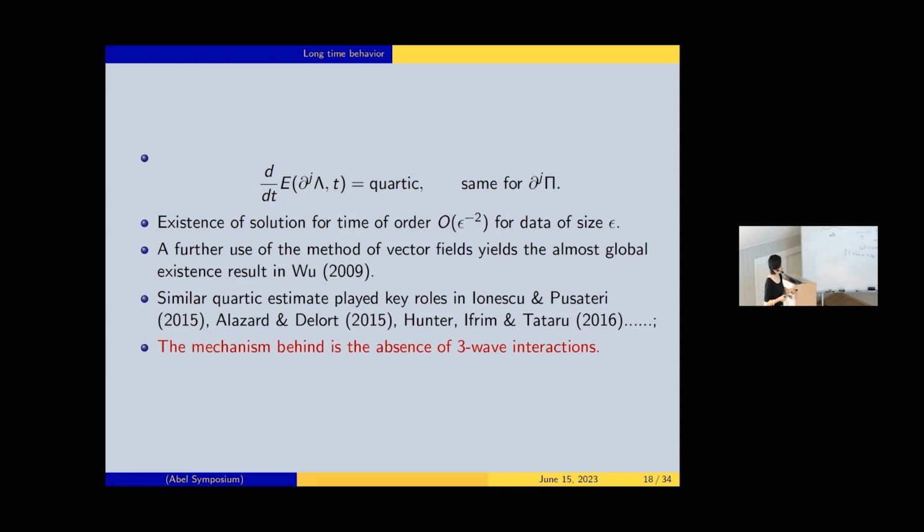And now this similar quartic estimate also plays key roles in this work of Ionescu, Pusateri and Alazard, Burq, Zuily, Hunter, Ifrim, Tataru. But what's new and significant in this work is that they use modified scaling to get to global. So far, all that is involved is the basic fact that there's no three-way interactions, so we can remove the quadratic nonlinear term.